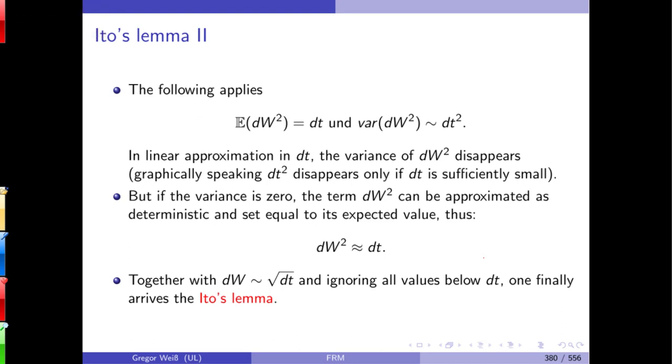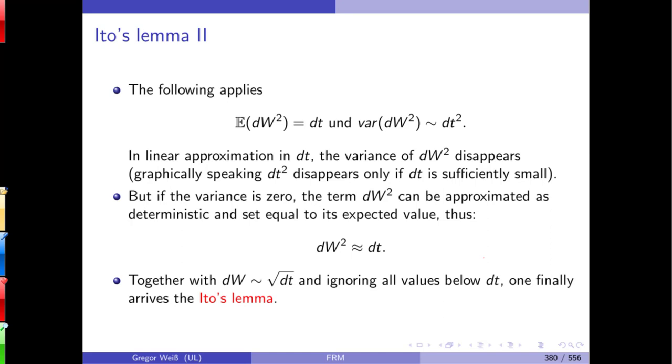Then the following applies. The expectation of dW squared is dt, and thus the variance of dW squared is close to dt squared. Why? We don't care. We don't need this. We only need to use it.